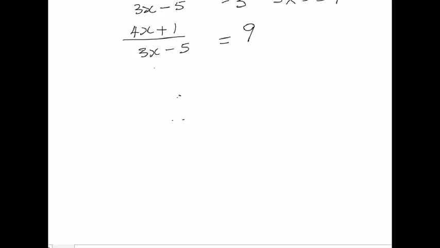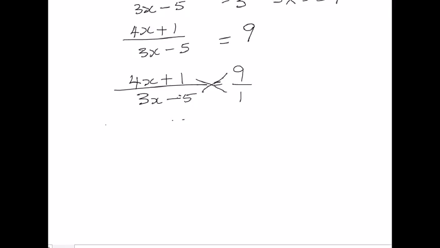Okay, we have (4x + 1) all over (3x - 5) equals 9 all over 1. So we now cross multiply. This will go with this and this with this.